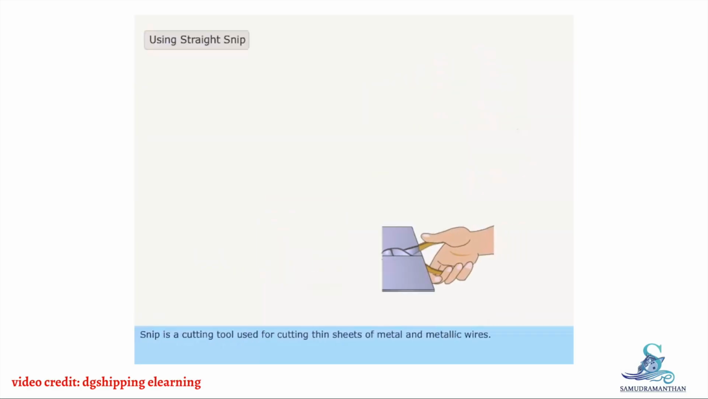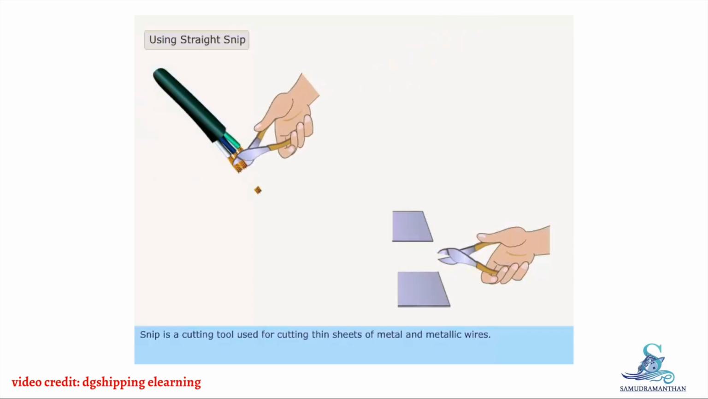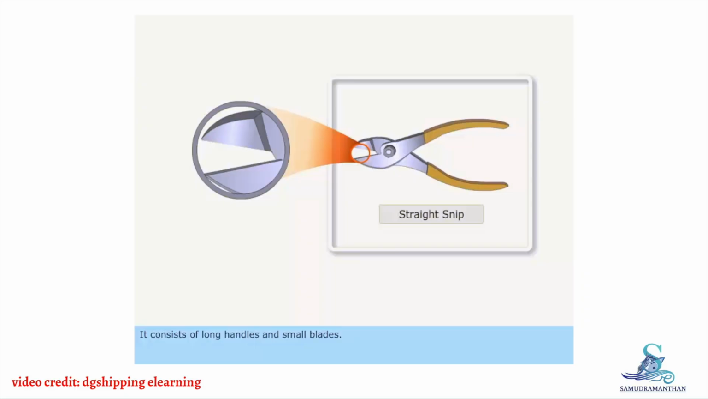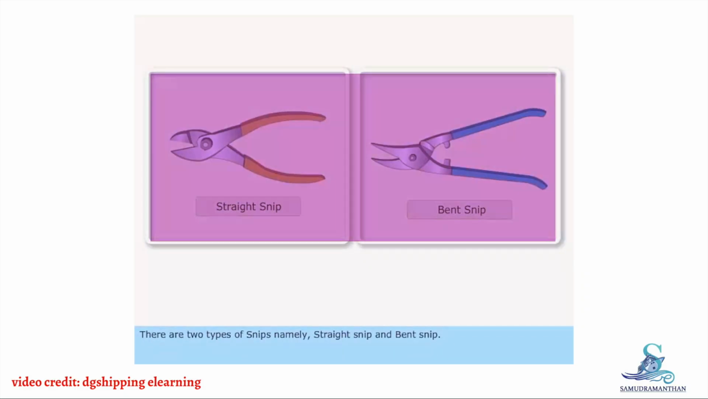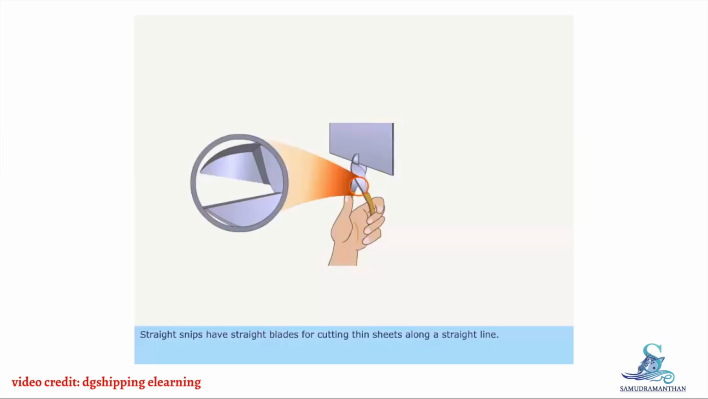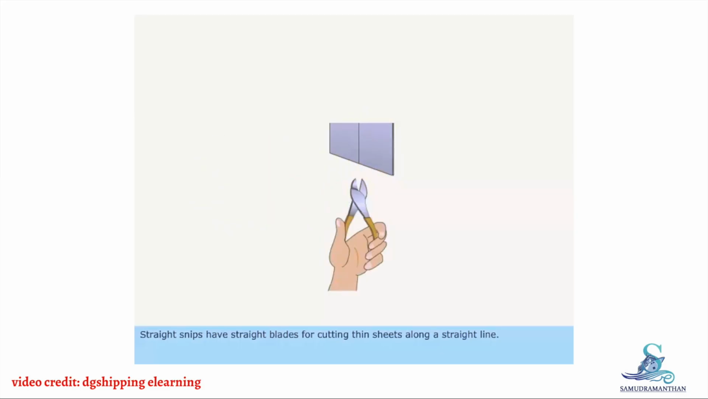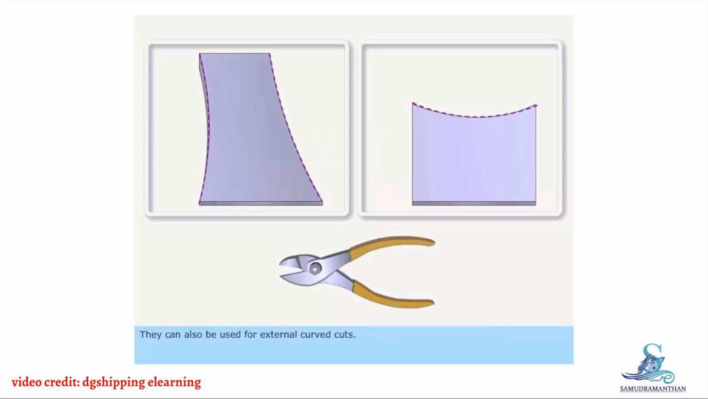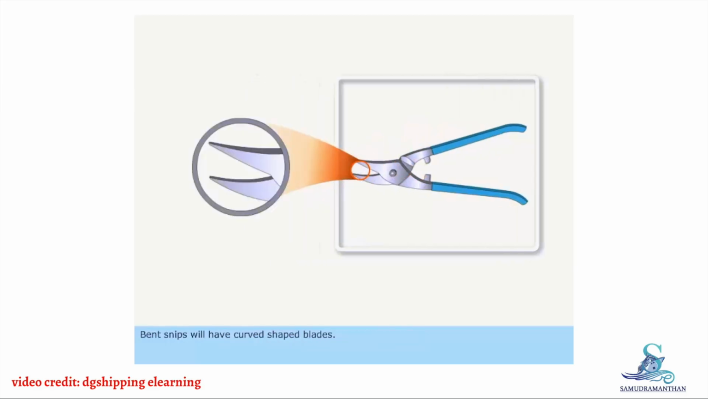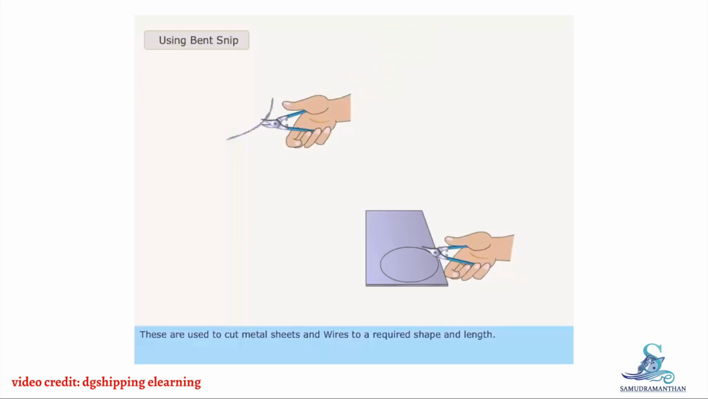Snip is a cutting tool used for cutting thin sheets of metal and metallic wires. It consists of long handles and small blades. There are two types of snips, namely straight snip and bent snip. Straight snips have straight blades for cutting thin sheets along a straight line. They can also be used for external curved cuts. The other type of snip is bent snip, also known as curved snip. Bent snips will have curved shaped blades. These are used to cut metal sheets and wires to a required shape and length.